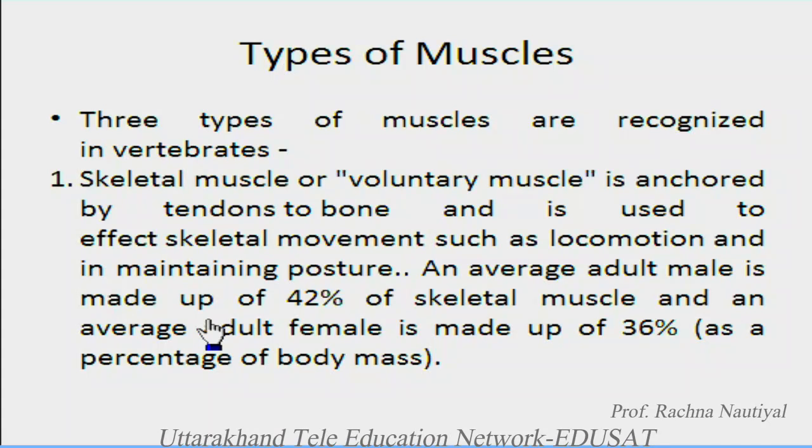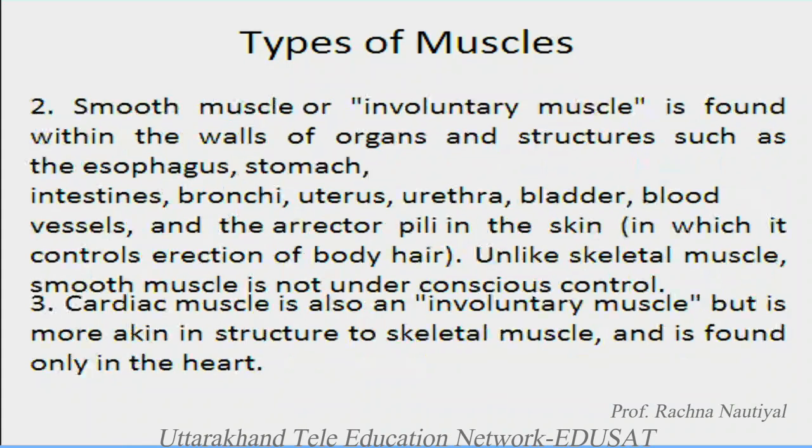They are anchored by the tendons to the bones and are used to effect skeletal movements such as locomotion and in maintaining postures. An average adult male is made up of 42% skeletal muscle, and an average adult female is made up of 36% skeletal muscle as a percentage of the total body mass. This is the figure in comparison with that.